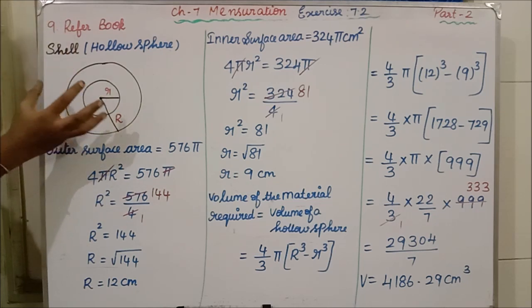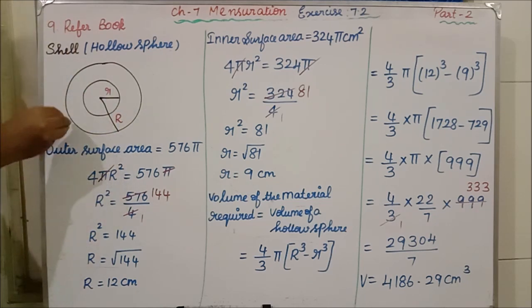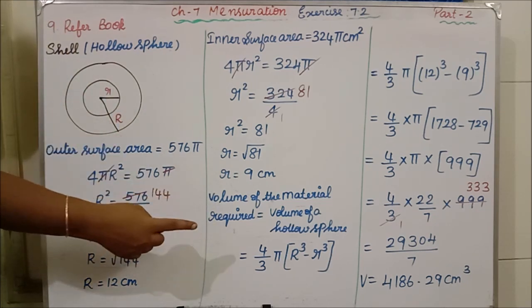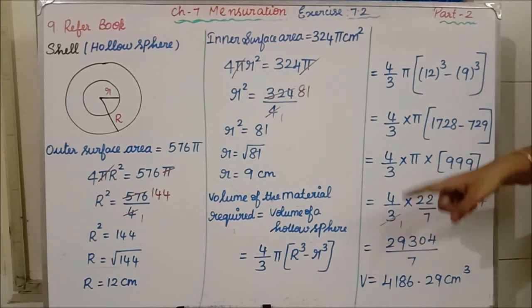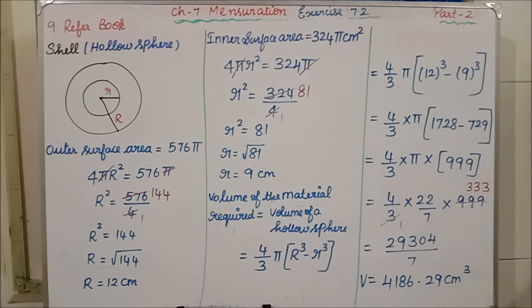Okay, this volume we have to know, isn't it? Volume of a sphere, volume of a hollow sphere formula is what? 4 by 3 pi (capital R cube minus small r cube). Okay, we know what is capital R cube, we know what is small r cube. All the values I am going to substitute here. Okay, 4 by 3 pi, capital R is 12, so 12 cube minus small r is 9, so 9 cube.